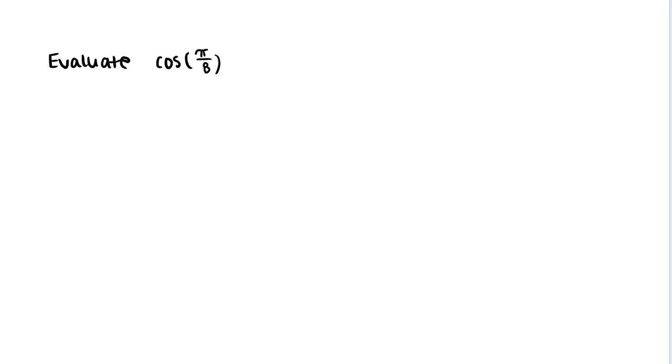So let's go ahead and apply our half-angle identities to this problem here, where we want to evaluate cosine of pi over 8. Right, so why can we apply our half-angle identities here? Well, we're trying to find cosine of some angle that we're not very familiar with, but it's half of an angle that we are familiar with. This is half of pi over 4.